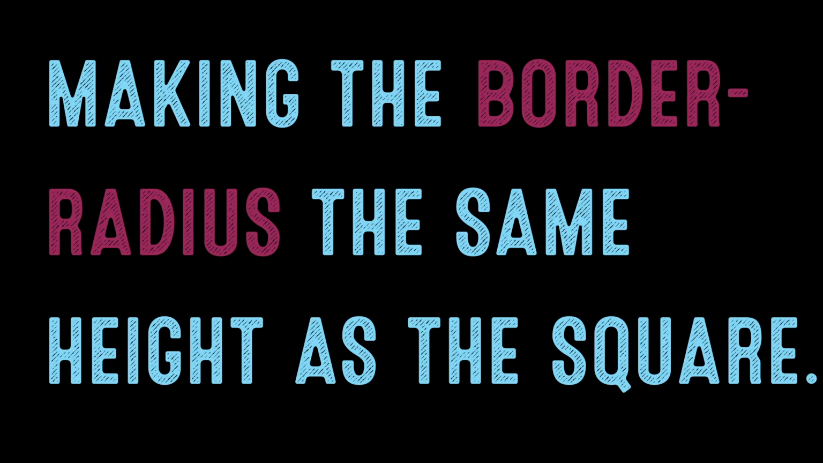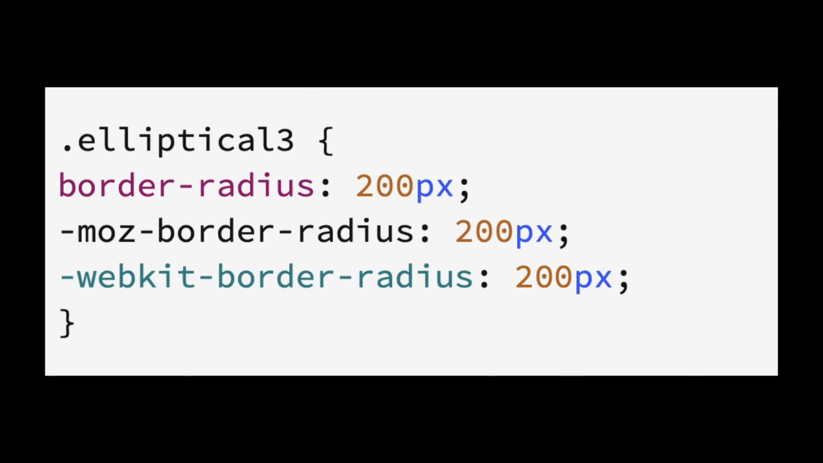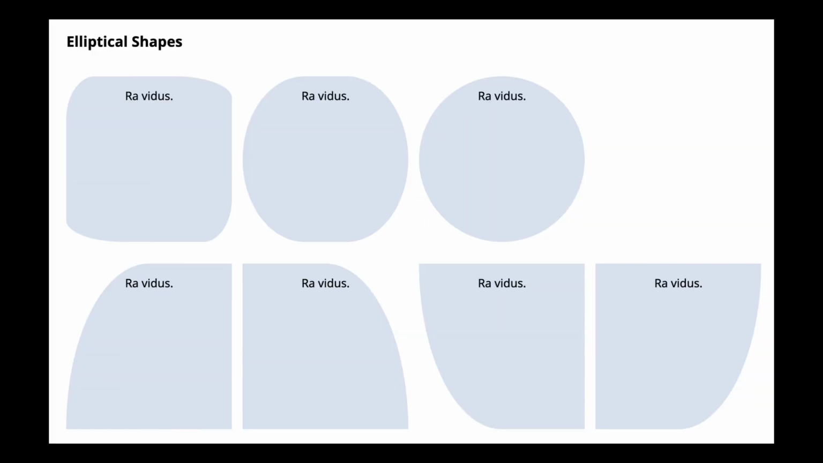You can create a circle by taking a square box and making the border radius the same height as the square. Since our square is 200 pixels by 200 pixels, we are making the border radius 200 pixels. The result is the circle, the last shape on the upper row.